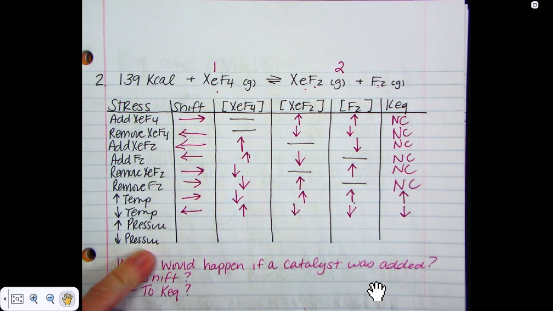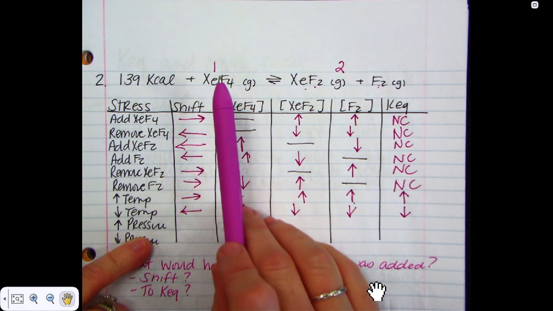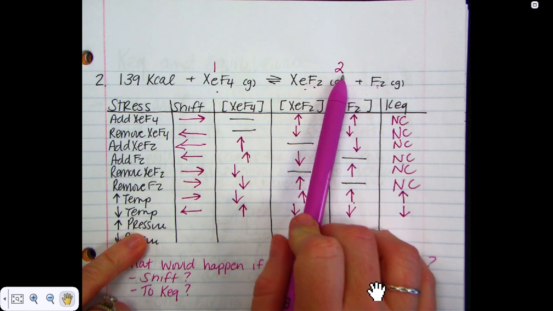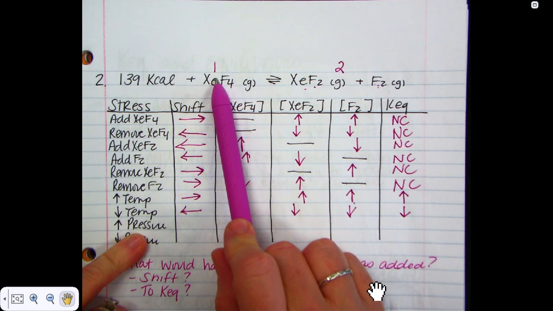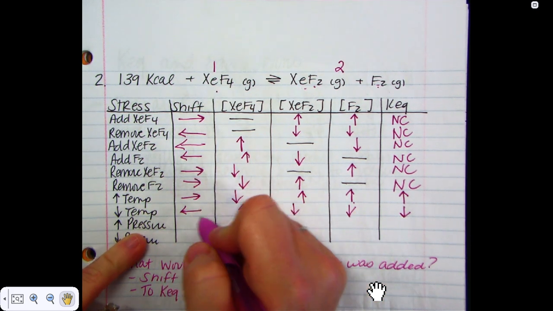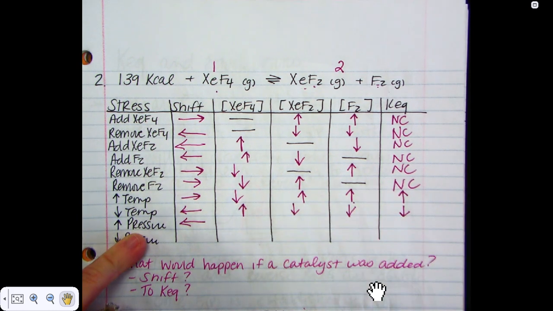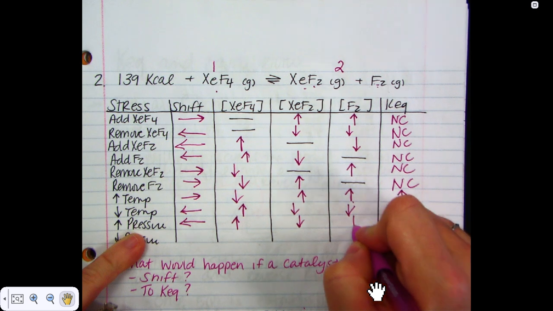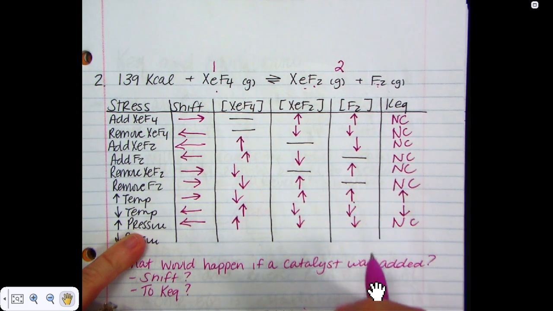So pressure goes up. Is it more advantageous to have 1 mole or 2 moles? Pressure goes up, which means volume goes down. It's more advantageous to have 1 mole. So I'm going to shift to the left. XeF4 goes up. XeF2 and F2 both go down, and no change in K.